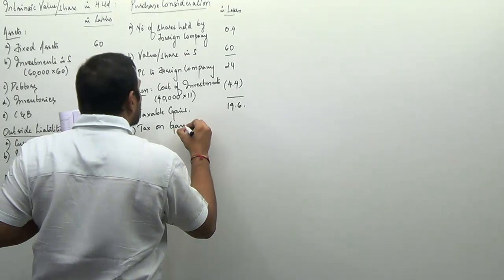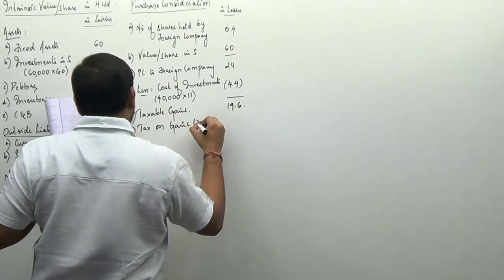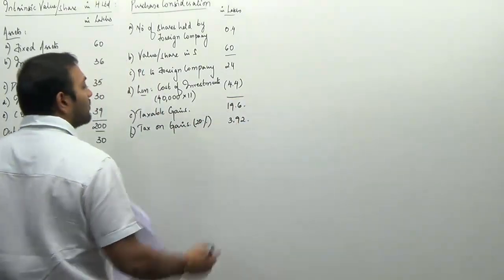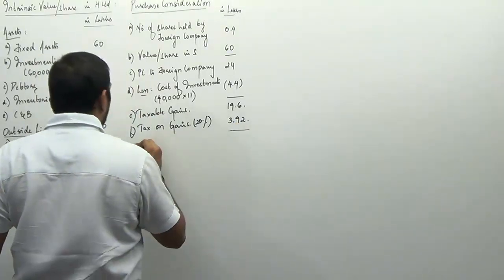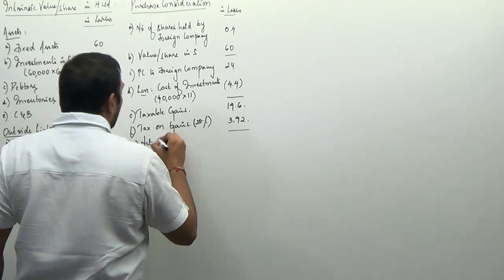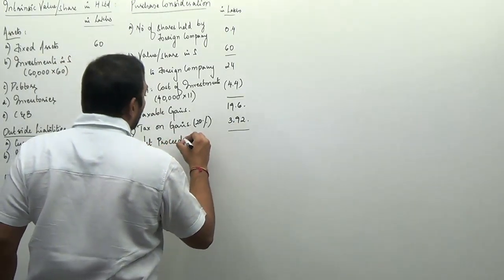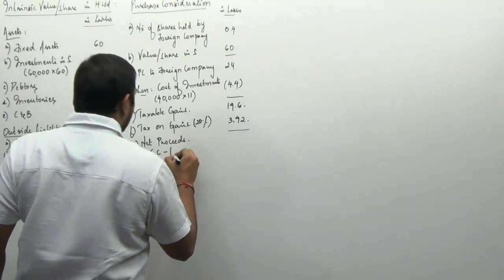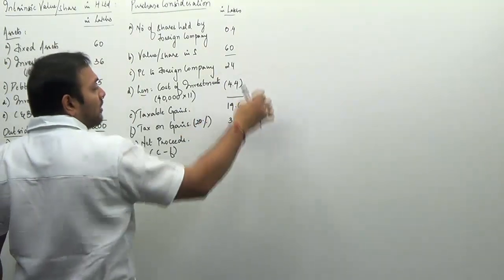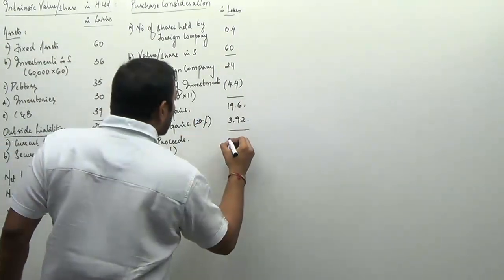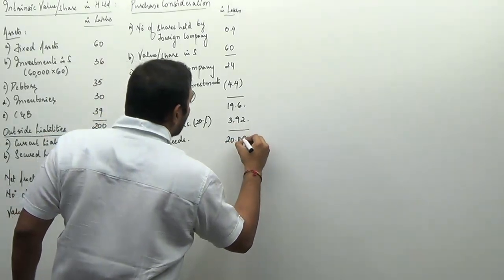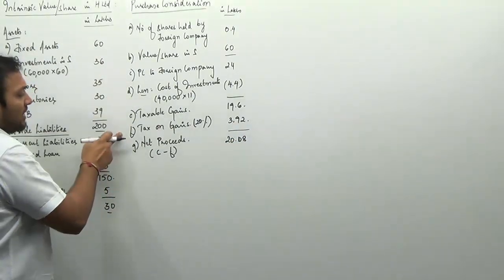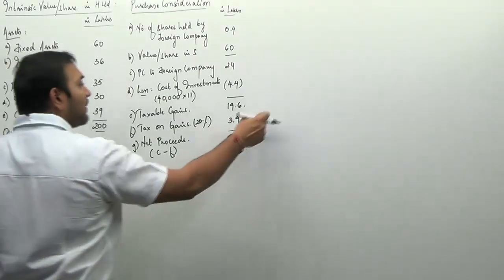And tax on gains, 20% tax, 3.92. Net proceeds, C minus F. I need to pay him 24. 3.92 I'll have to pay to government. The balance 20.08 should be paid to foreign company. Net proceeds 24 minus 3.92. 3.92 will be remitted to government.